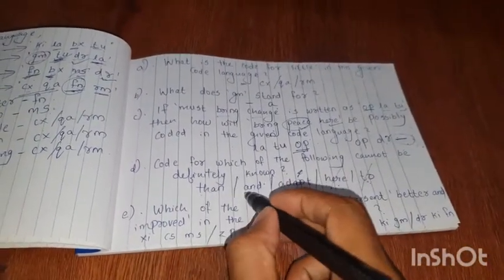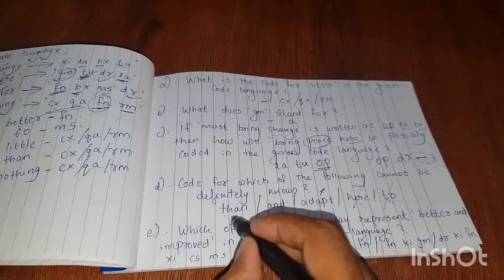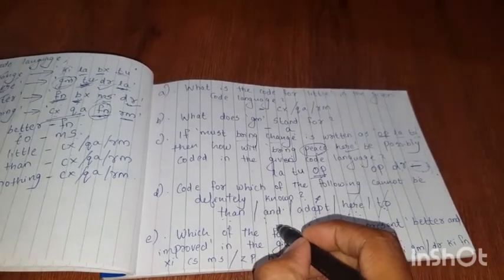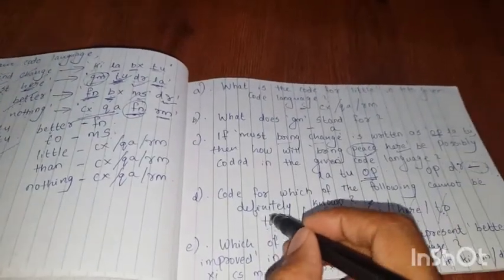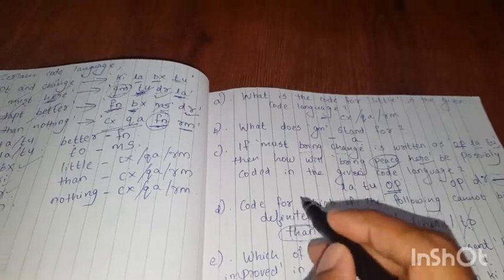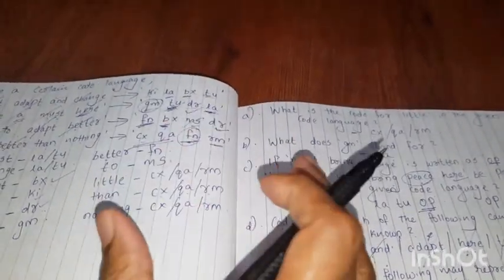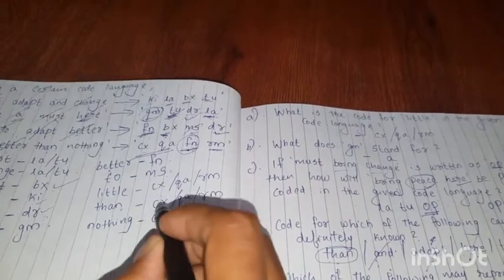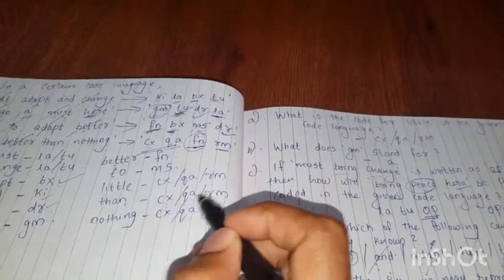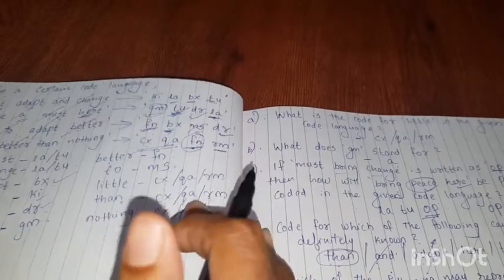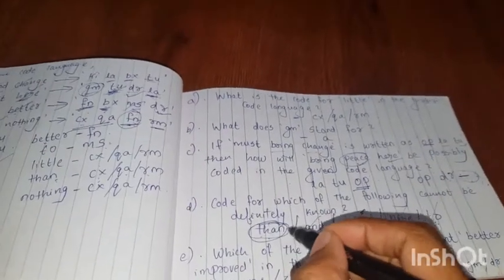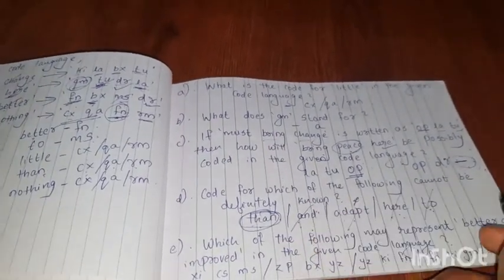Then than and adapt. Sorry, than and. Do you know the exact code for and? Yes, it is KI. So it's also not the answer. But what is the code for than? It is either CX or QA or RM. We do not know the exact code for than. Either it is CX or QA or RM. We do not know the exact answer. So than is the code which cannot be definitely known from the given question.